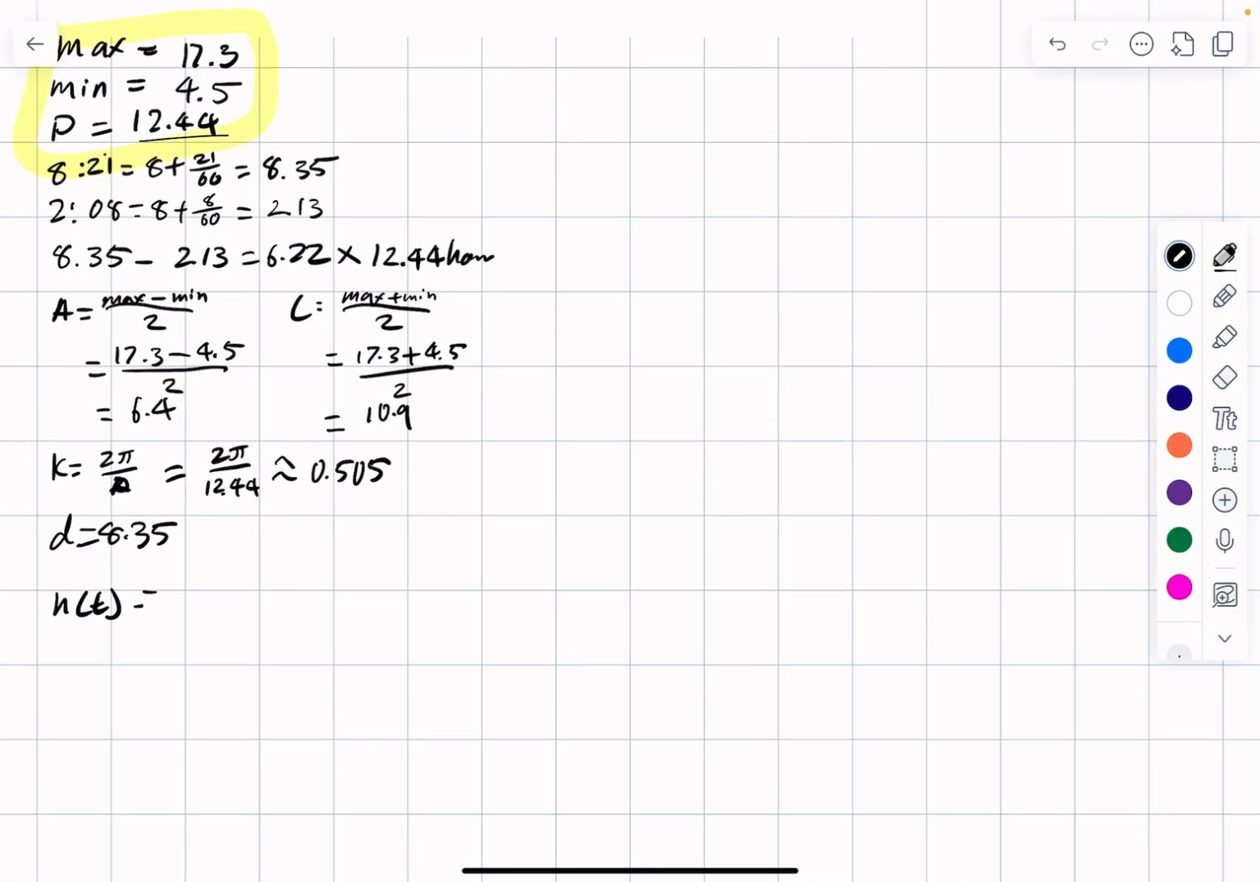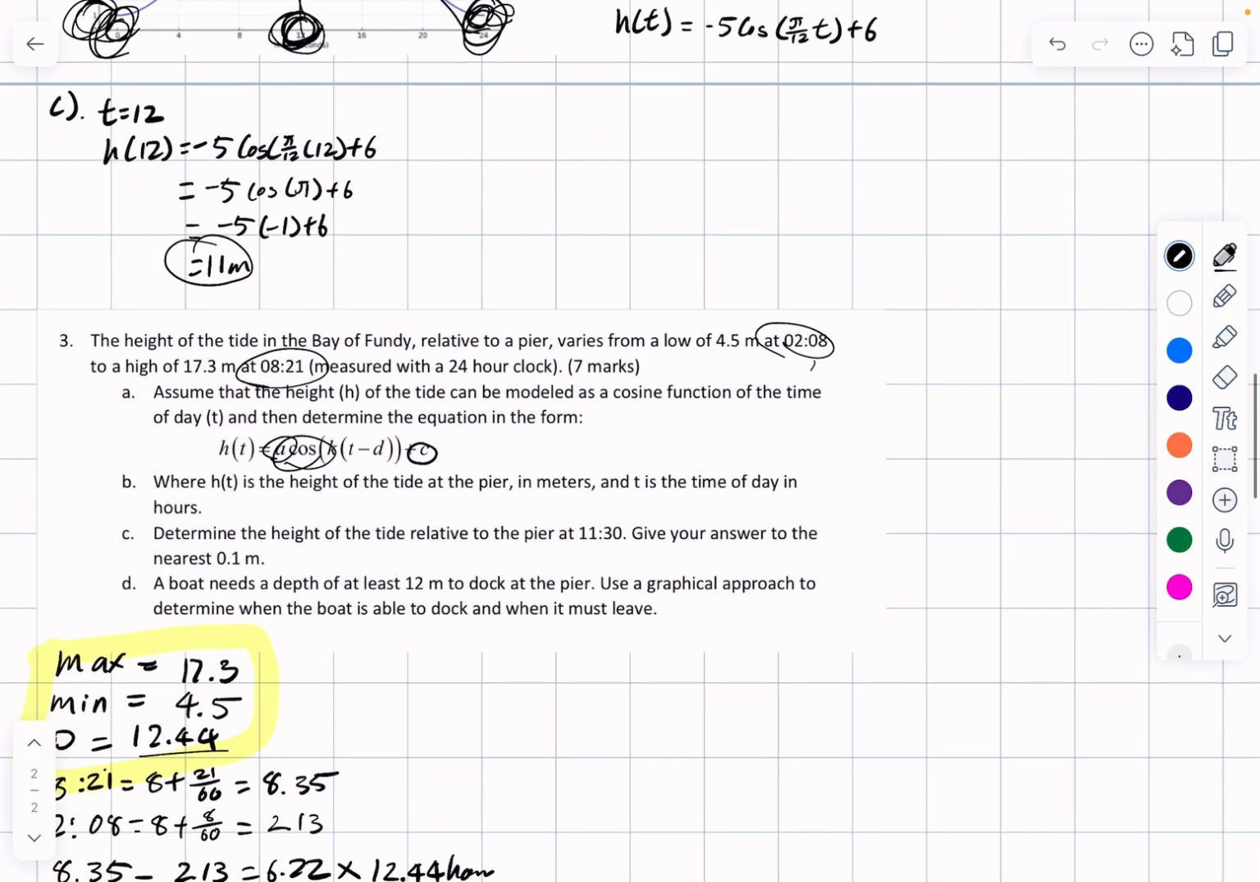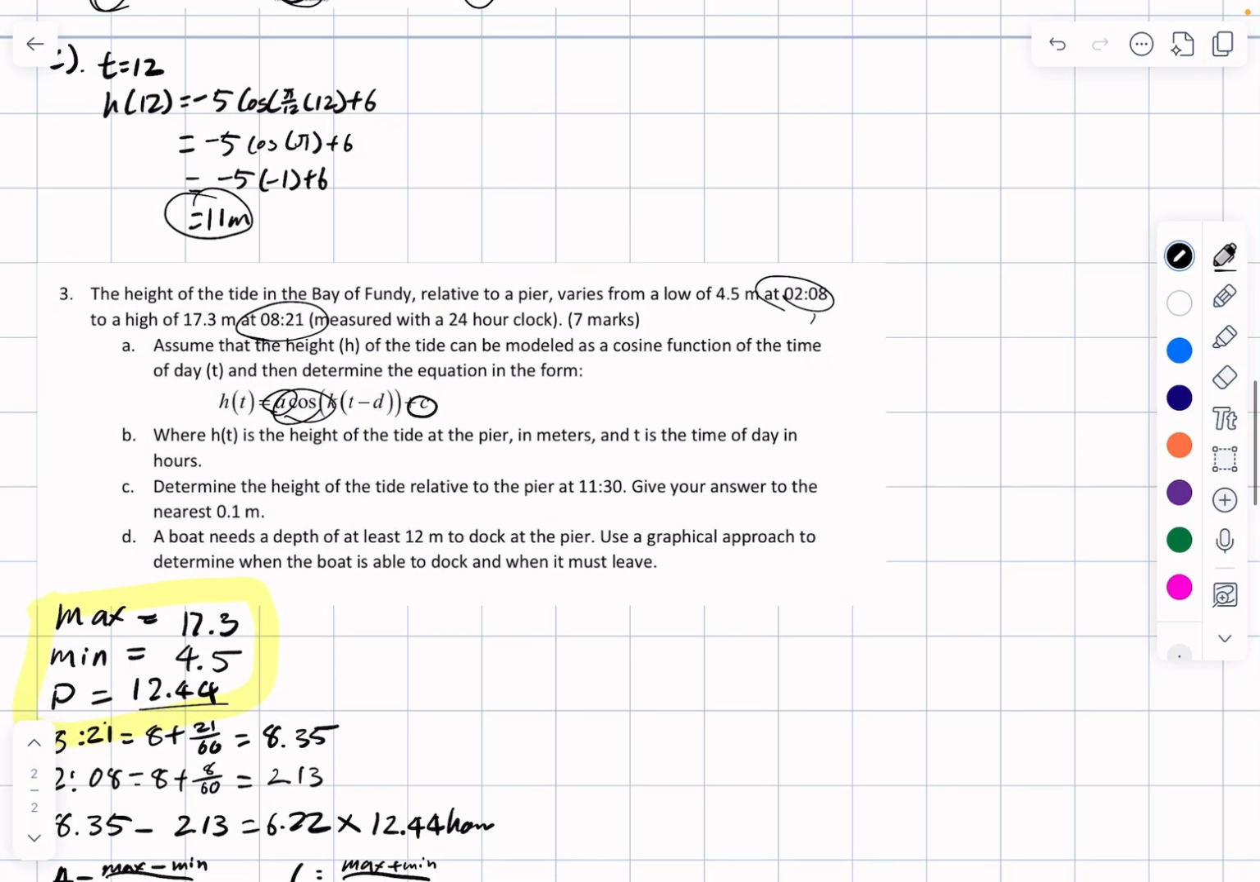So based on these, that gives our final equation, which is this: amplitude 6.4, cosine of 0.505 times (t minus 8.35), plus 10.9. So for B, H of t is the height of the tide at the pier in meters, and t is the time of the day in hours on a 24 hour clock. So that's B.